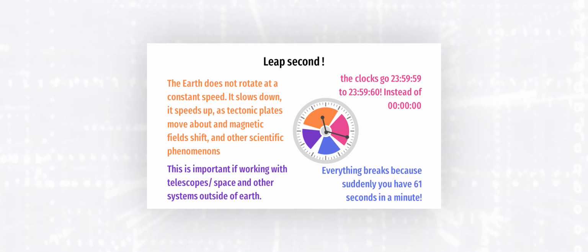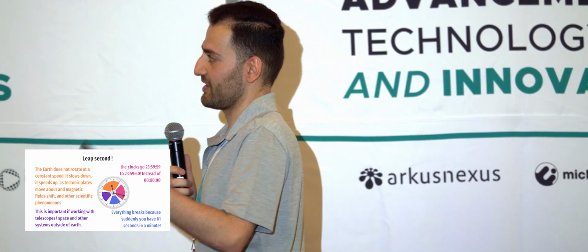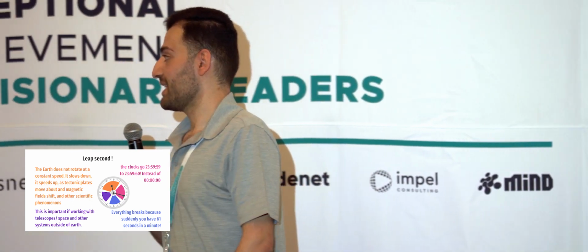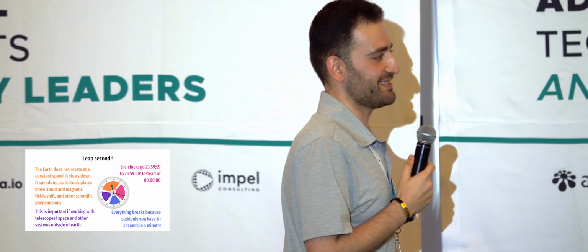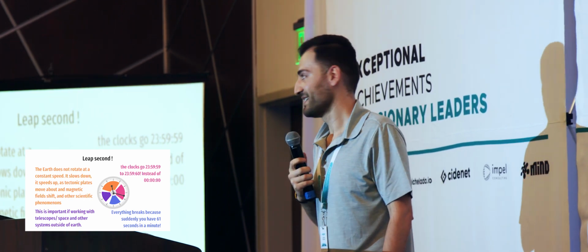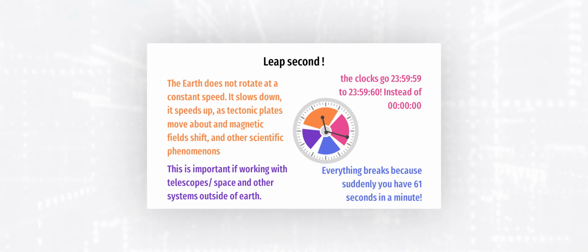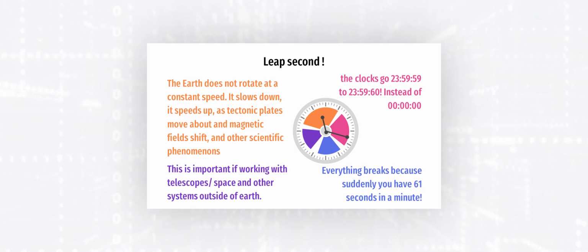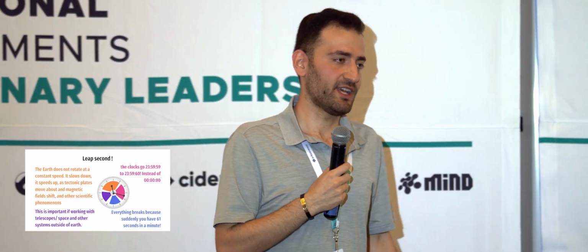So what happens is the clocks are supposed to go from 23:59:59 to 23:59:60 instead of 00:00. Well, that's a simple thing, right? Well, not really, because everything we program is set to be 60 seconds, not 61 seconds in a minute. And this is extremely important if you're working with telescopes, outer space, any kind of aerospace engineering outside of the atmosphere.